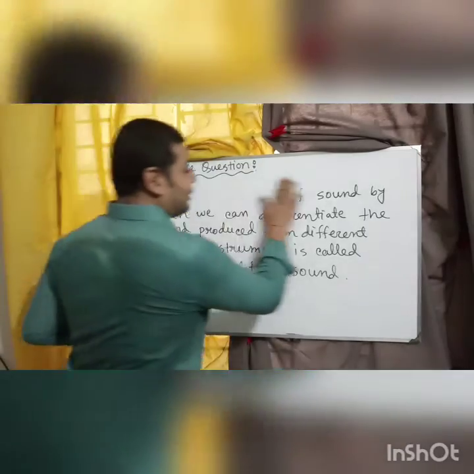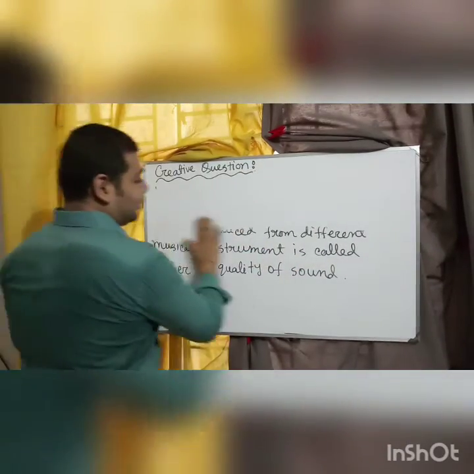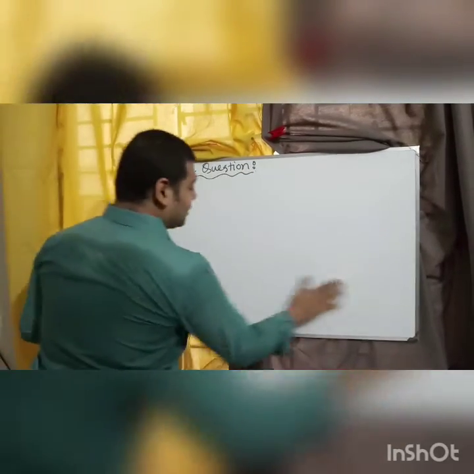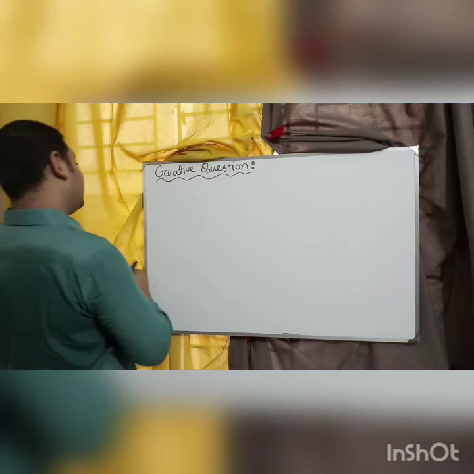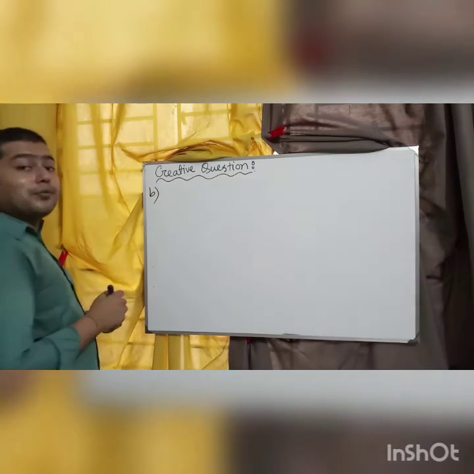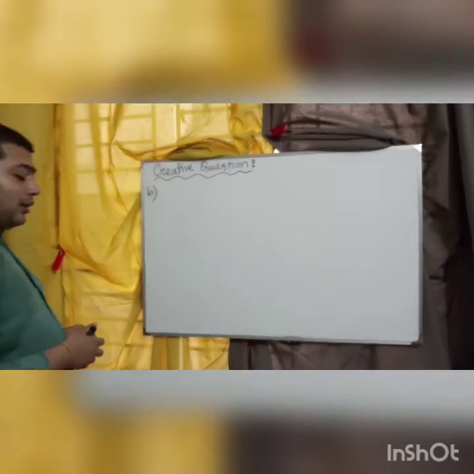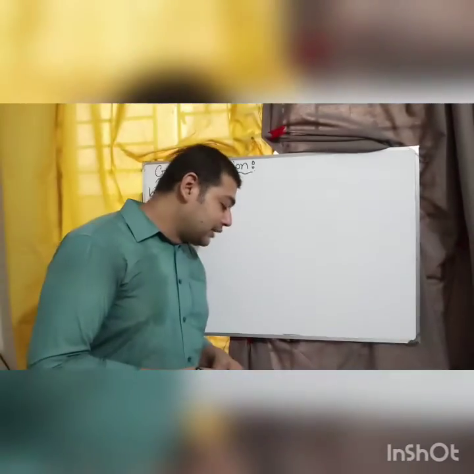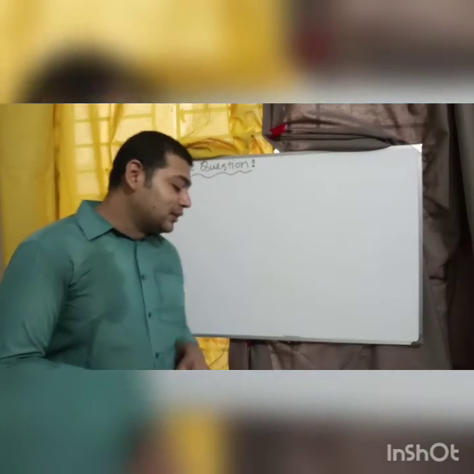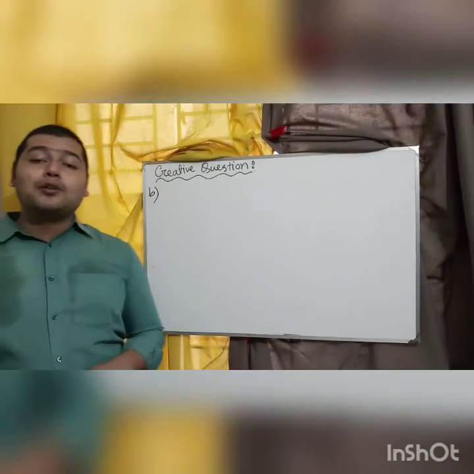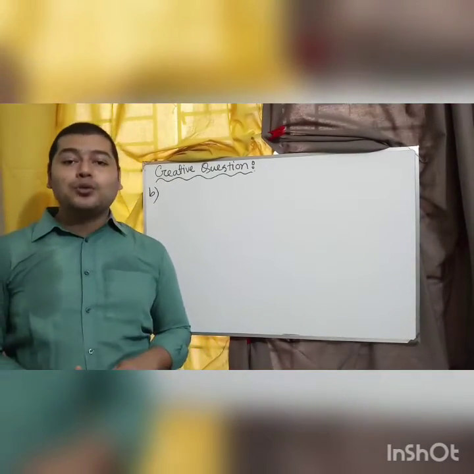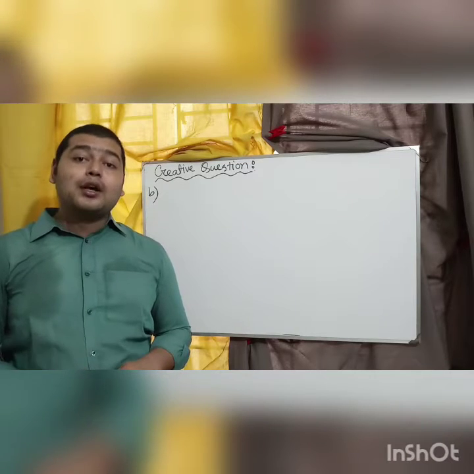Then the answer for question number B. This question is called a comprehension based question. Now our question is: how does the velocity of sound vary? Explain.